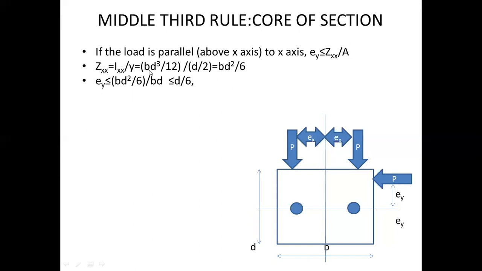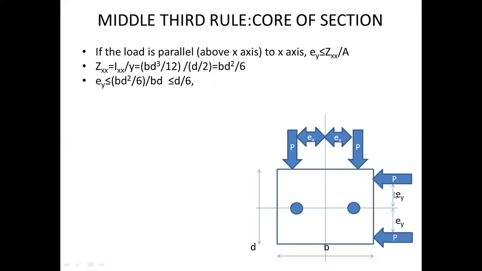Now Ixx, that is the moment of inertia about x-axis, will be bd cube upon 12 divided by y. Y is now d upon 2. So ultimately I am getting Zxx is equal to bd square upon 6. So Ey here, if we put the values of Zxx and the area A, then Ey is less or equal to d upon 6. So this distance is d upon 6.